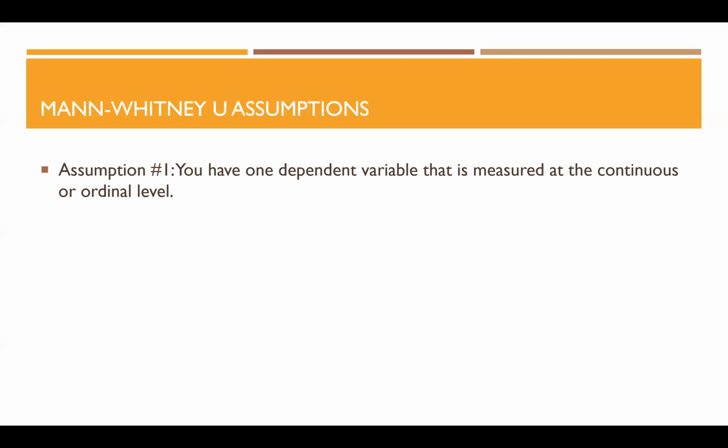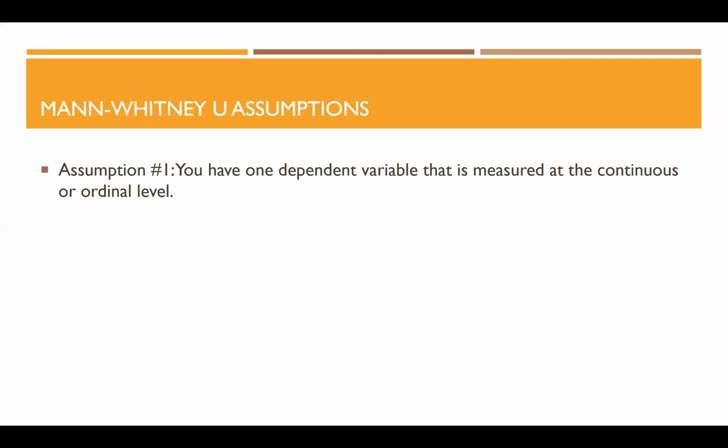If you're thinking about continuous, think about things like time, weight, IQ scores, even exam scores. Those things are on a continuous measurement scale, or things that are ordinal, that can be ordered, like the Likert scale that you often see on surveys that has strongly agree, neutral, disagree, strongly disagree.